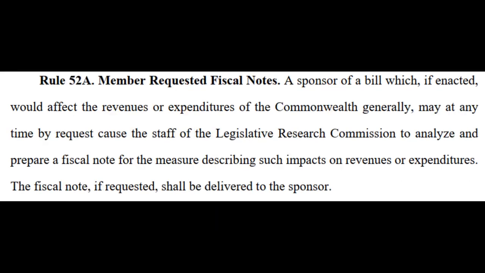Rule 52A. Member requested fiscal notes. A sponsor of a bill which, if enacted, would affect the revenues or expenditures of the Commonwealth generally, may at any time by request cause the staff of the Legislative Research Commission to analyze and prepare a fiscal note for the measure describing such impacts on revenues or expenditures. The fiscal note, if requested, shall be delivered to the sponsor.